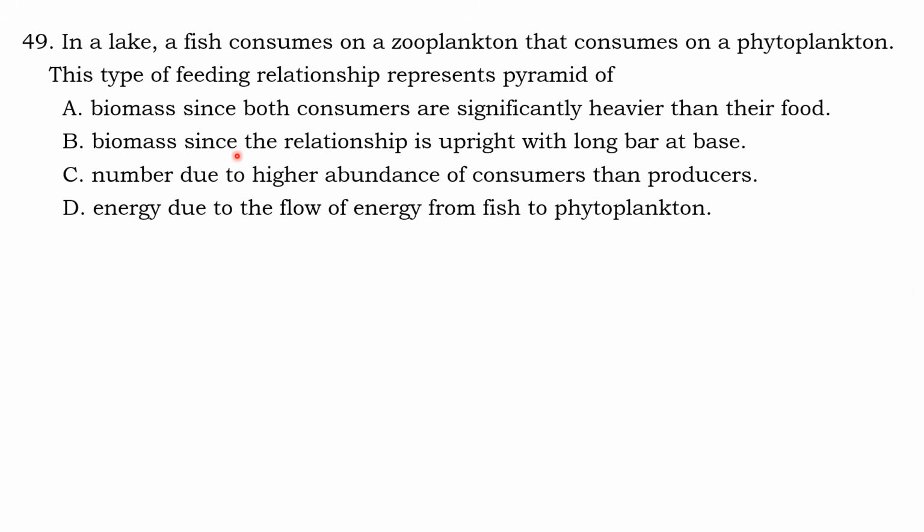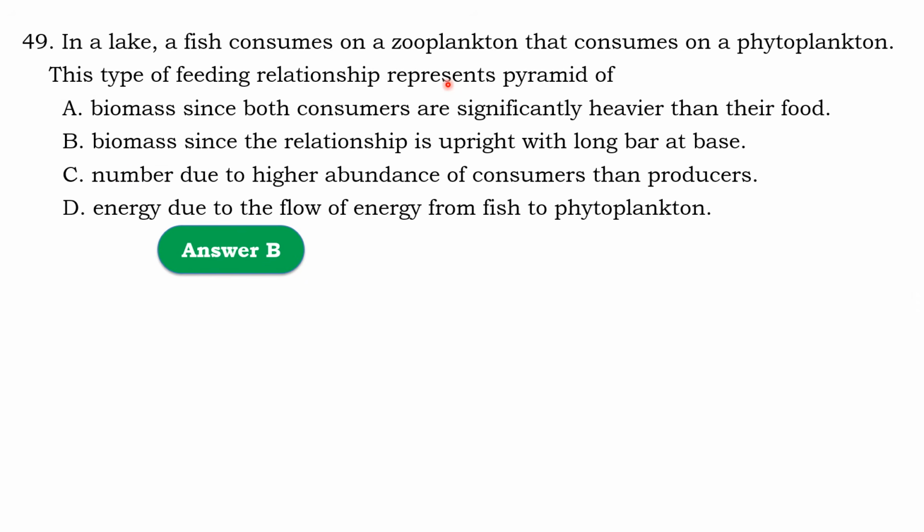A, biomass, since both consumers are significantly heavier than their food. B, biomass, since the relationship is upright with a long bar at the base. C, number, due to higher abundance of consumers than producers. D, energy, due to flow of energy from fish to phytoplankton. So the answer should be B.